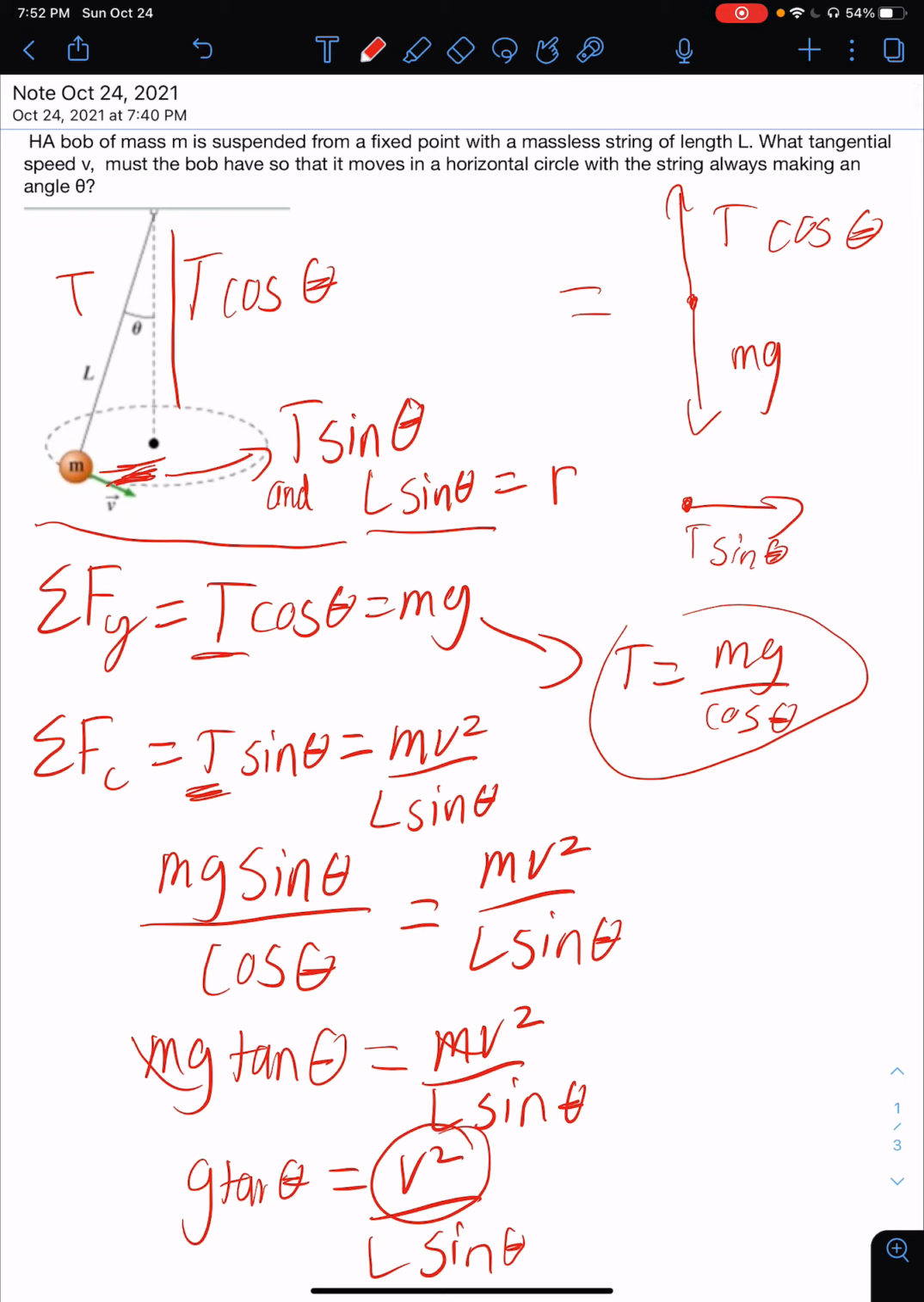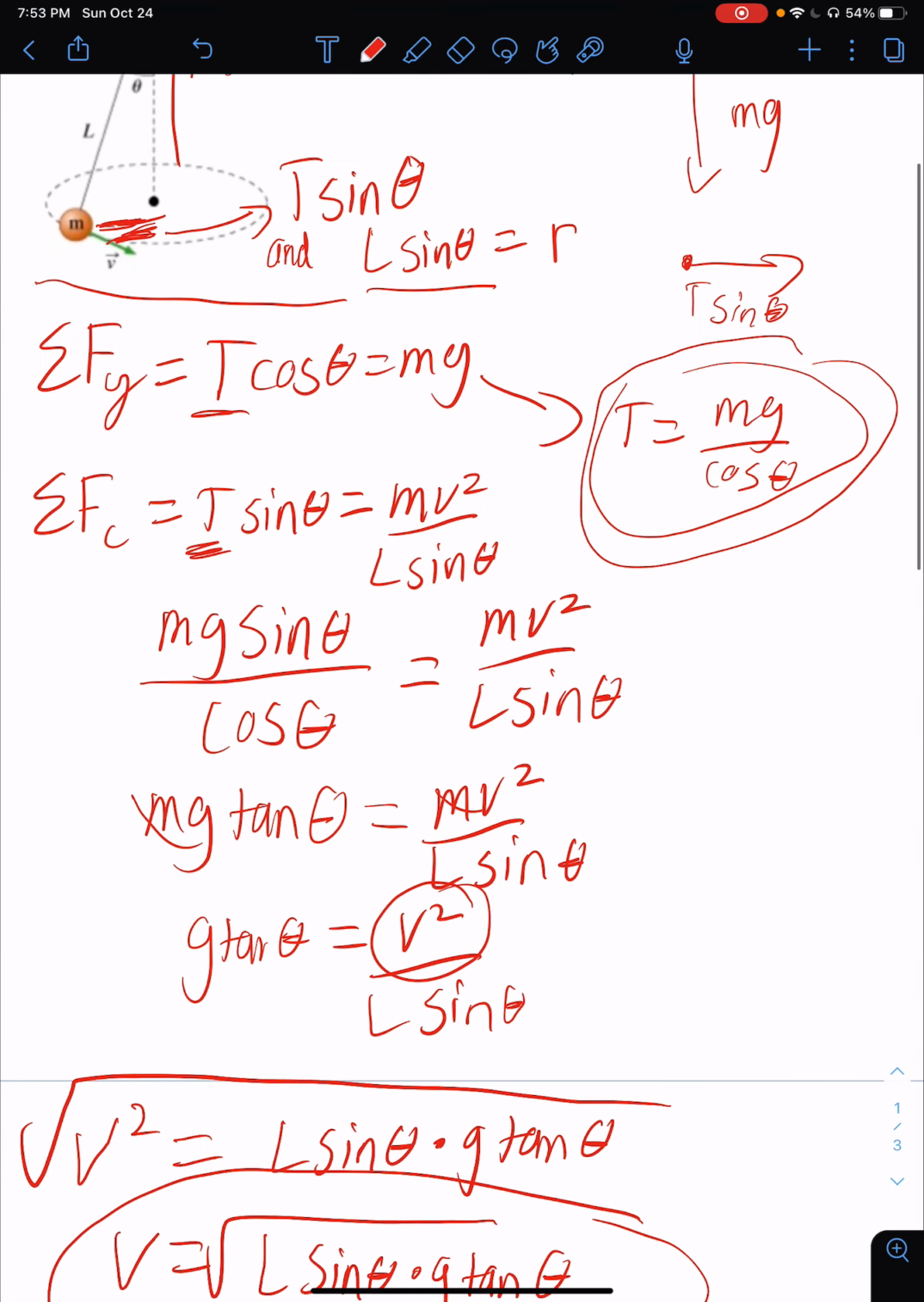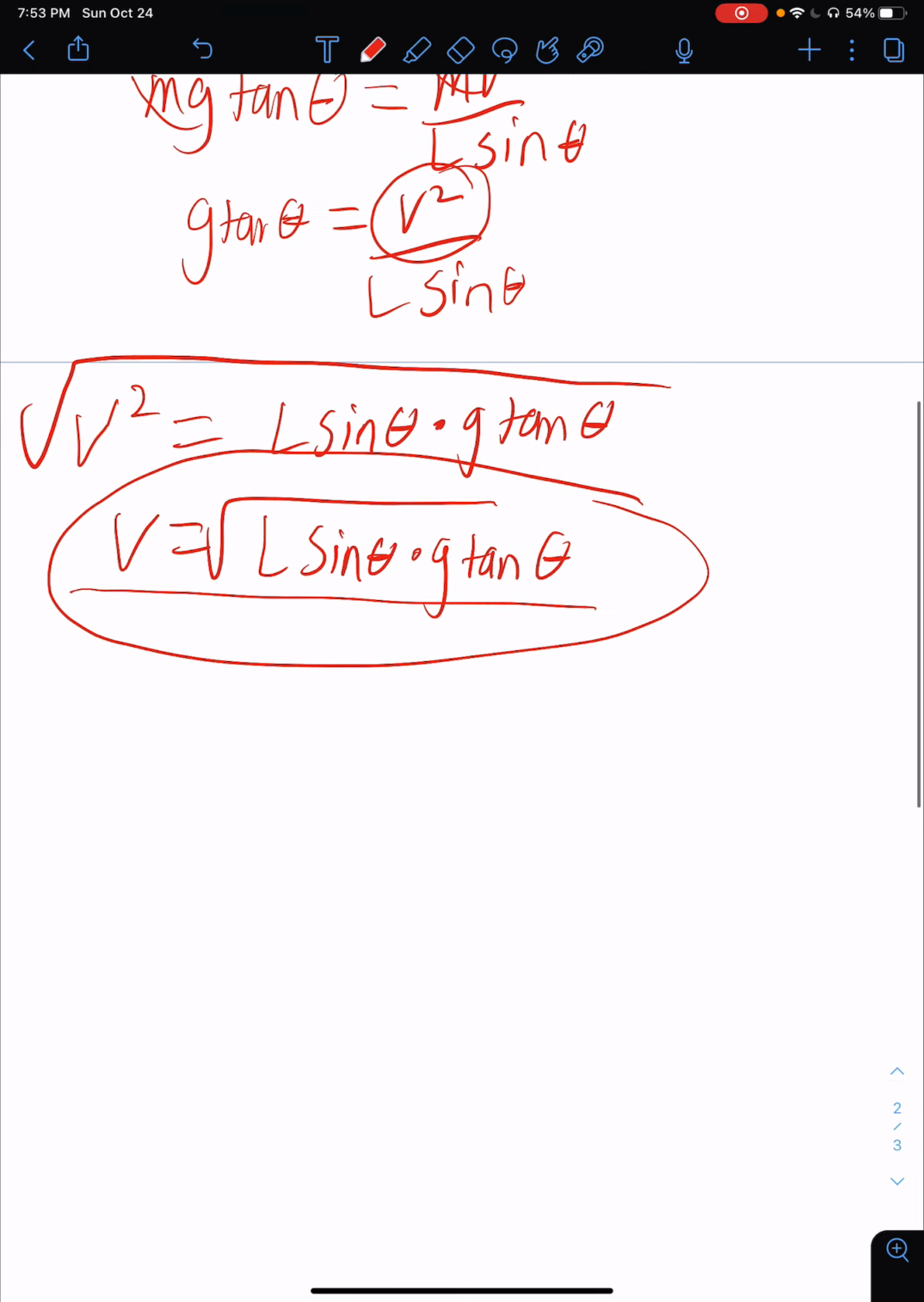You had to realize that this was the radius, all right? And then you had to cancel out the tension. So what we did was we solved for T in terms of m and g and theta, and then we plugged that back into this equation, and we kept simplifying, and we solved for v, all right?